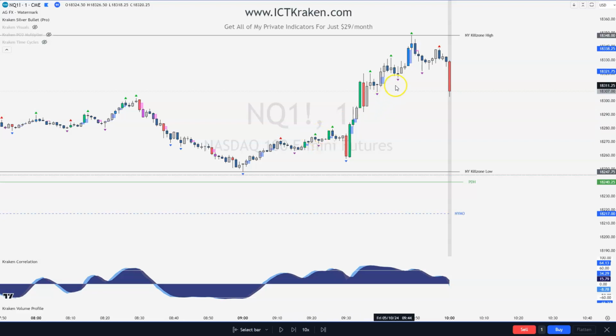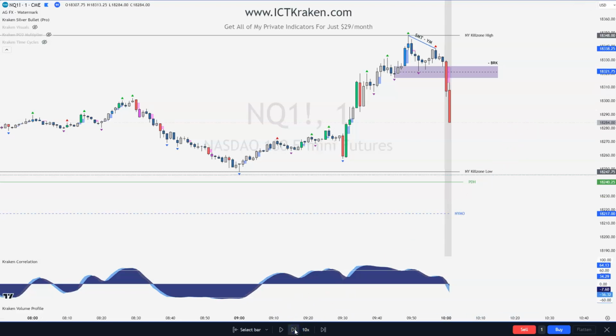So today we have SMT right here with YM, right? So now I expect maybe a reversal pattern to go lower, so I'm looking for reasons to go short, right? And for me right now, that right there is my breaker block, right? So let's just see how it goes.